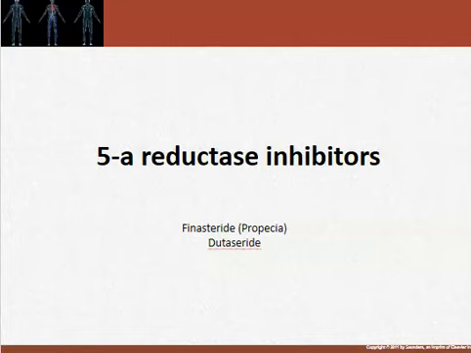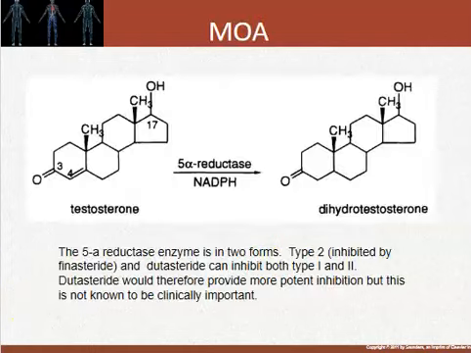This lecture is going to examine the 5-alpha reductase inhibitors. There's basically two, finasteride and dutasteride. From a mechanistic standpoint, the 5-alpha reductase enzyme is responsible for converting testosterone into its metabolite dihydrotestosterone, or simply DHT. The 5-alpha reductase enzyme occurs in two isoforms, type 2 inhibited by finasteride, and dutasteride can inhibit both type 1 and type 2.